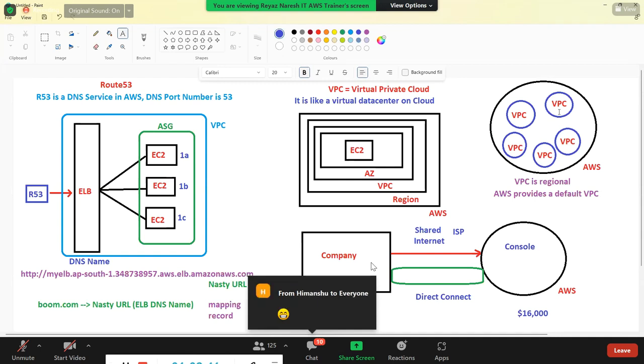Is Direct Connect a provider? No, it's not a provider. It's a service from AWS that is used to connect from your company to AWS with a direct connection, without an ISP provider, without a shared internet.